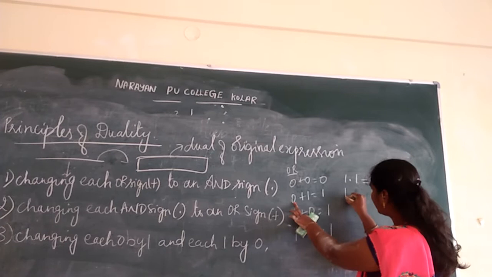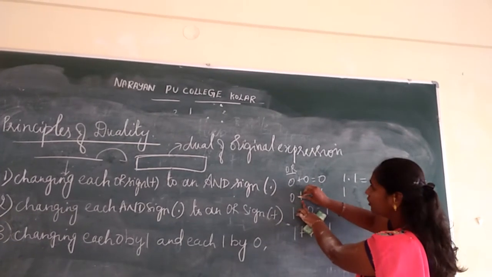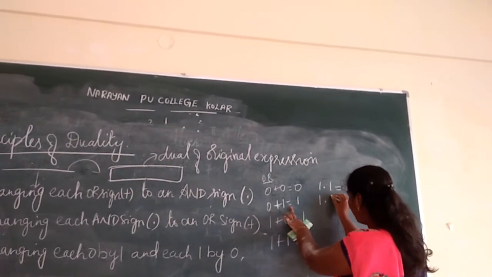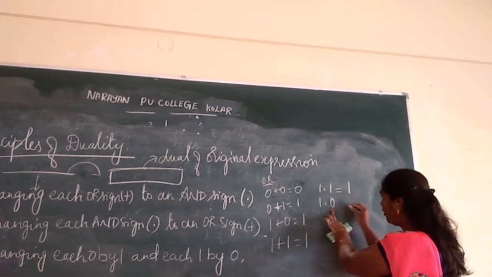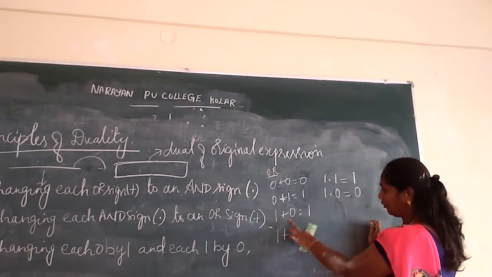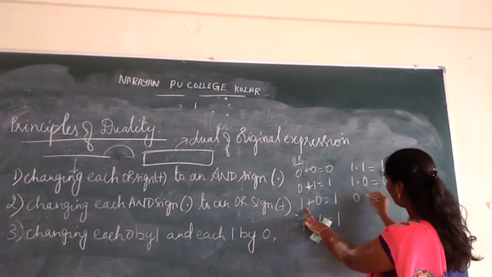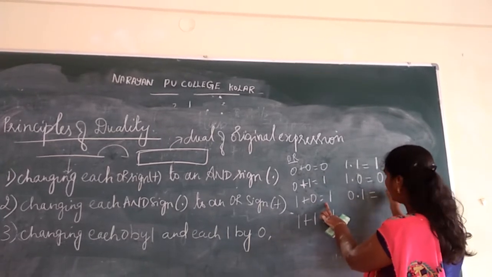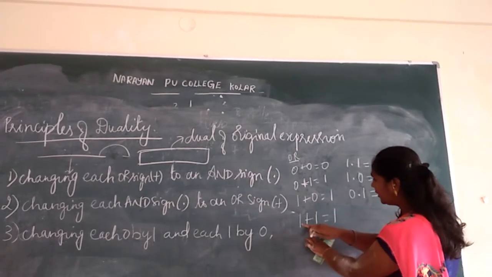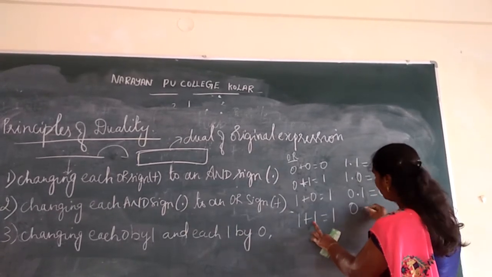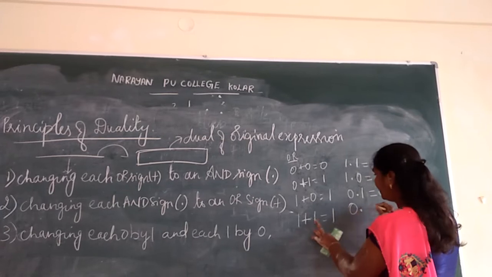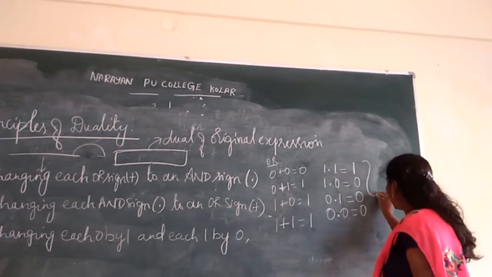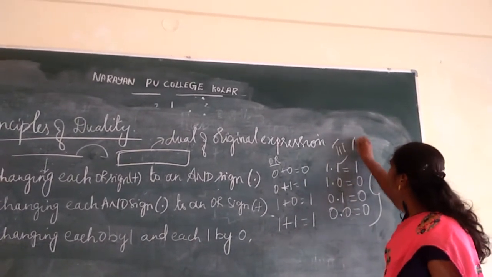Next, 0 becomes 1. The plus sign, that is your logical OR sign, becomes your AND sign. That is nothing but 0. 1 becomes 0. Now next, 1 is changed to 0, the plus is changed to AND, 0 becomes 1, and the relation here is 0. Here 1 is changed to 0, plus is changed to AND. Here 1 is changed to 0 and 1 is again changed to 0. This becomes the third postulate, that is your AND relation.